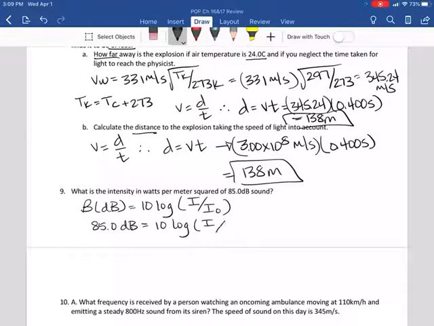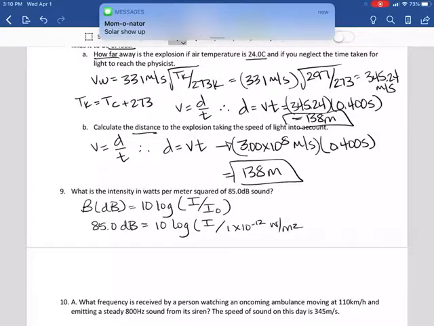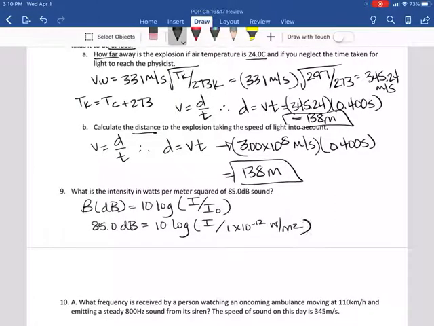we don't know what the intensity is. That's what we're actually trying to find. And that initial intensity is 1 times 10 to the negative 12th watts per meter squared.